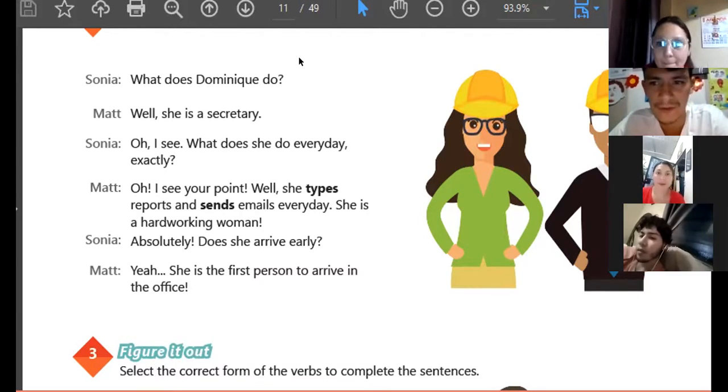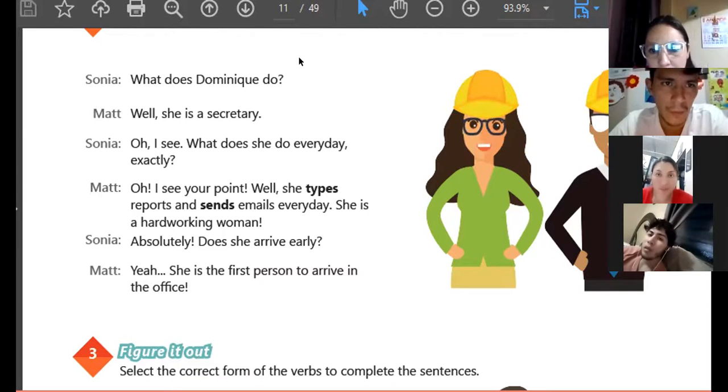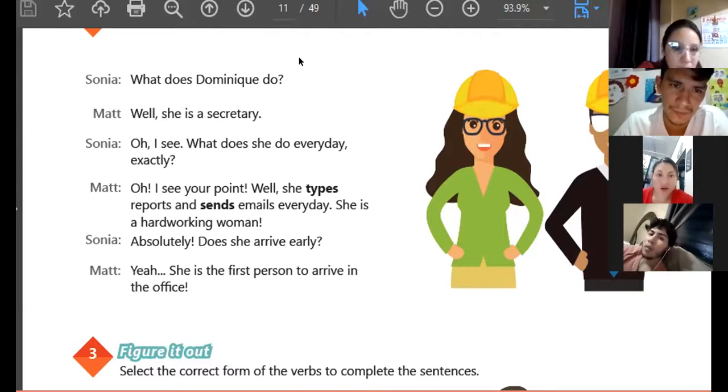Now, I'm going to be Sonia and everybody is going to be Matt, okay? Correct? What does Dominic do? Well, she's a secretary. Oh, I see. What does she do every day exactly? Oh, I see your point. Reports and sends emails every day. She is a hardworking woman. Absolutely. Does she arrive early? Yeah. She's the first person to arrive in the office.